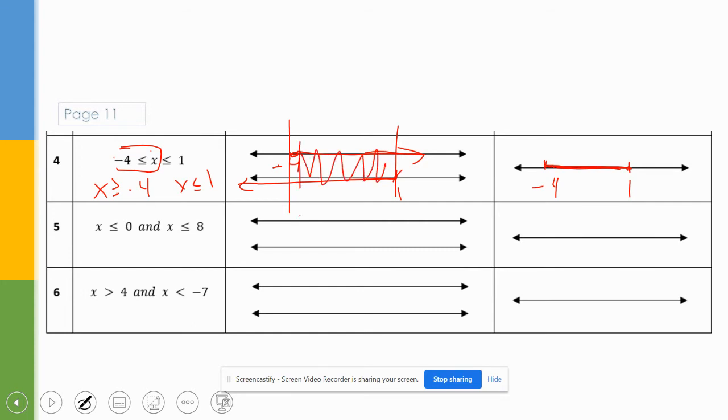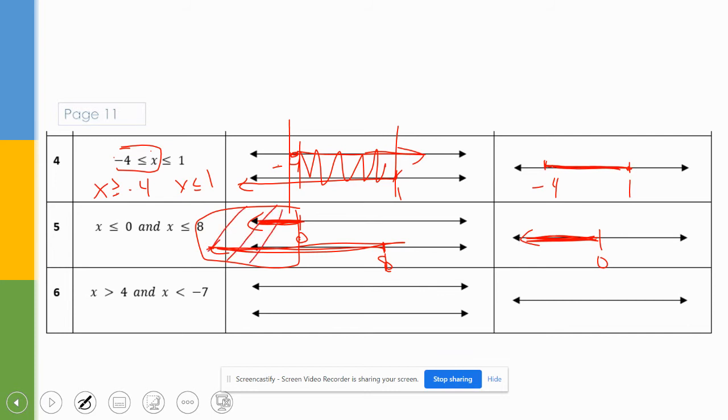So I have 0 and 8. So this time my 0 is going this way. My 8 is going this way as well. So the place where they overlap is right in here. So they overlap starting at 0. So your final answer would be just x is less than or equal to 0. Again, where do they both overlap?